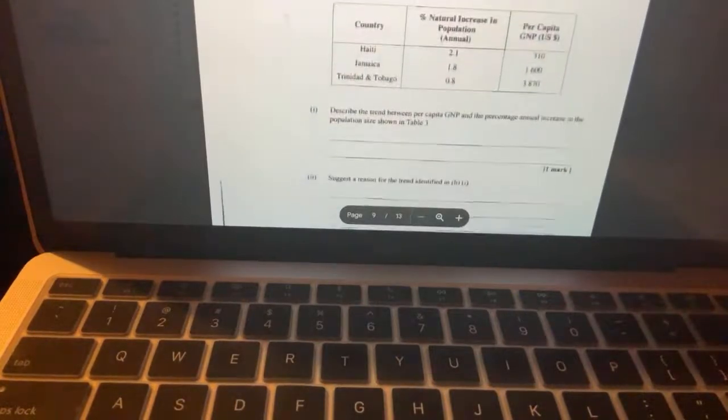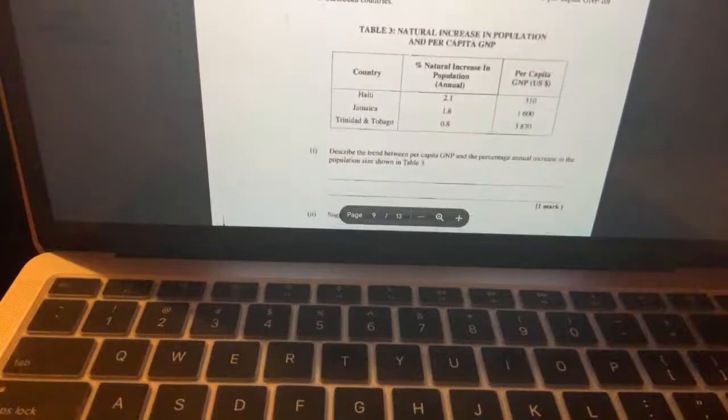Let's finish this paper, guys. It says, using this table, we need to describe the trend between per capita GNP and the percentage annual increase in the population size. First of all, type in the chat, what is GNP? What is it? Gross national product. What is that?